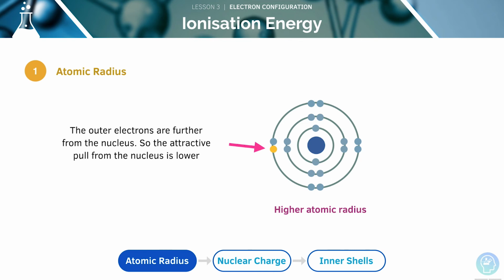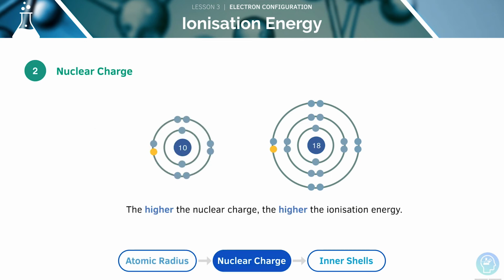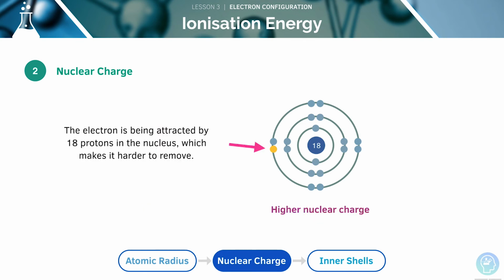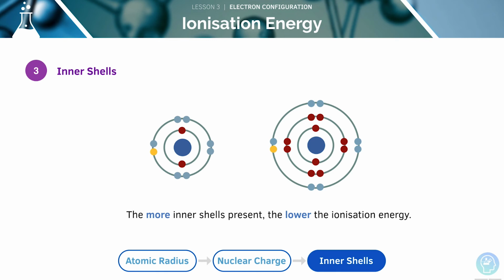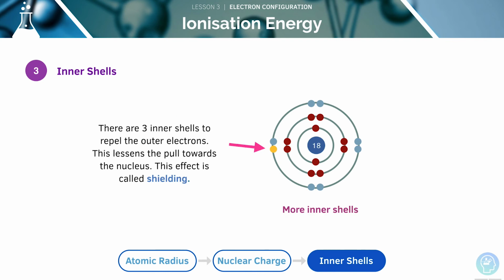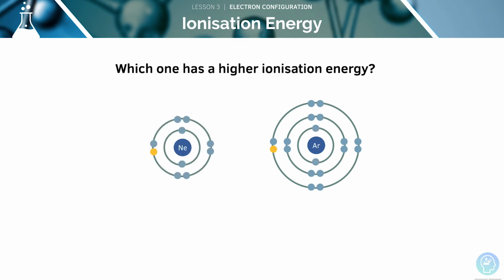The higher the atomic radius, the lower the ionization energy will be. The outer electrons will be further from the nucleus. However, this means that the attractive pull from the nucleus is lower. The higher the nuclear charge, the higher the ionization energy will be. This is because the greater the positive charge of the nucleus, the stronger the attraction for the outer electrons. The more inner shells we have present, the lower the ionization energy will be. By inner shells, we mean the shells between the outer shell and the nucleus. For example, if the outer electron is in shell 4, then there are 3 inner shells to repel the outer electrons, lessening the pull towards the nucleus. This effect is known as shielding.